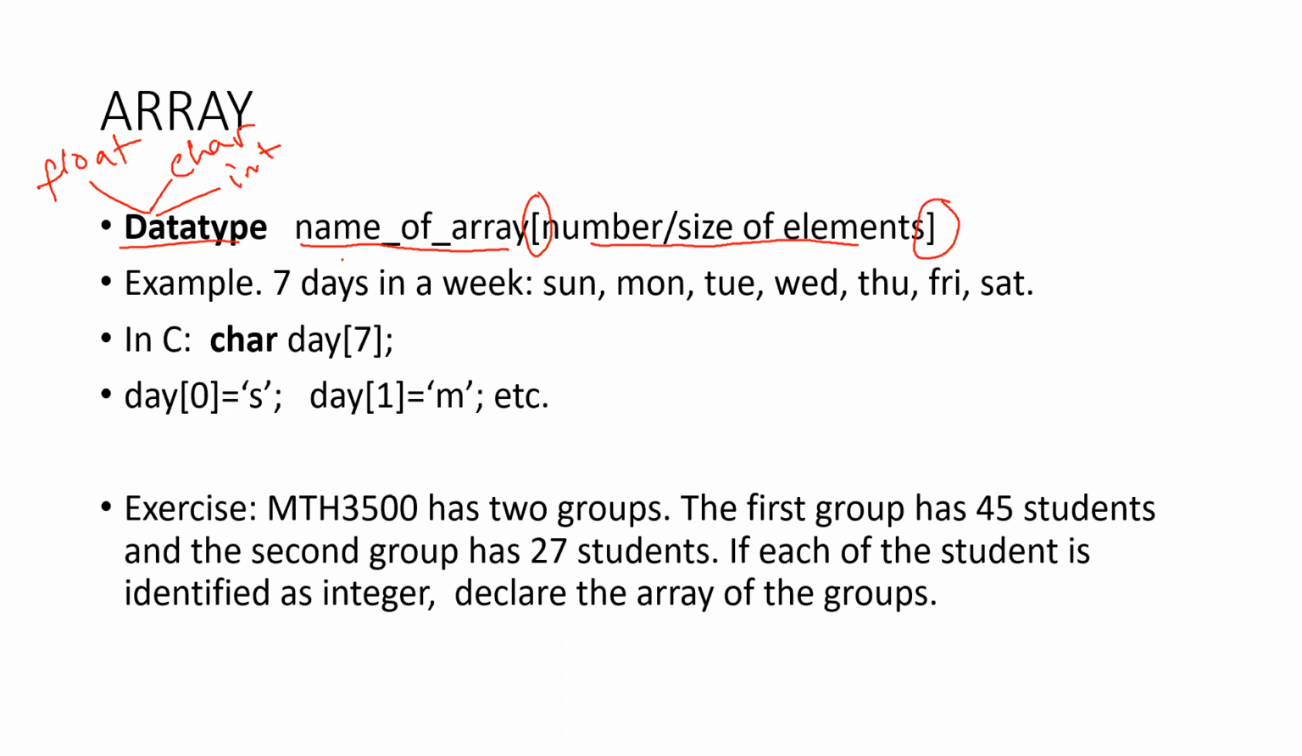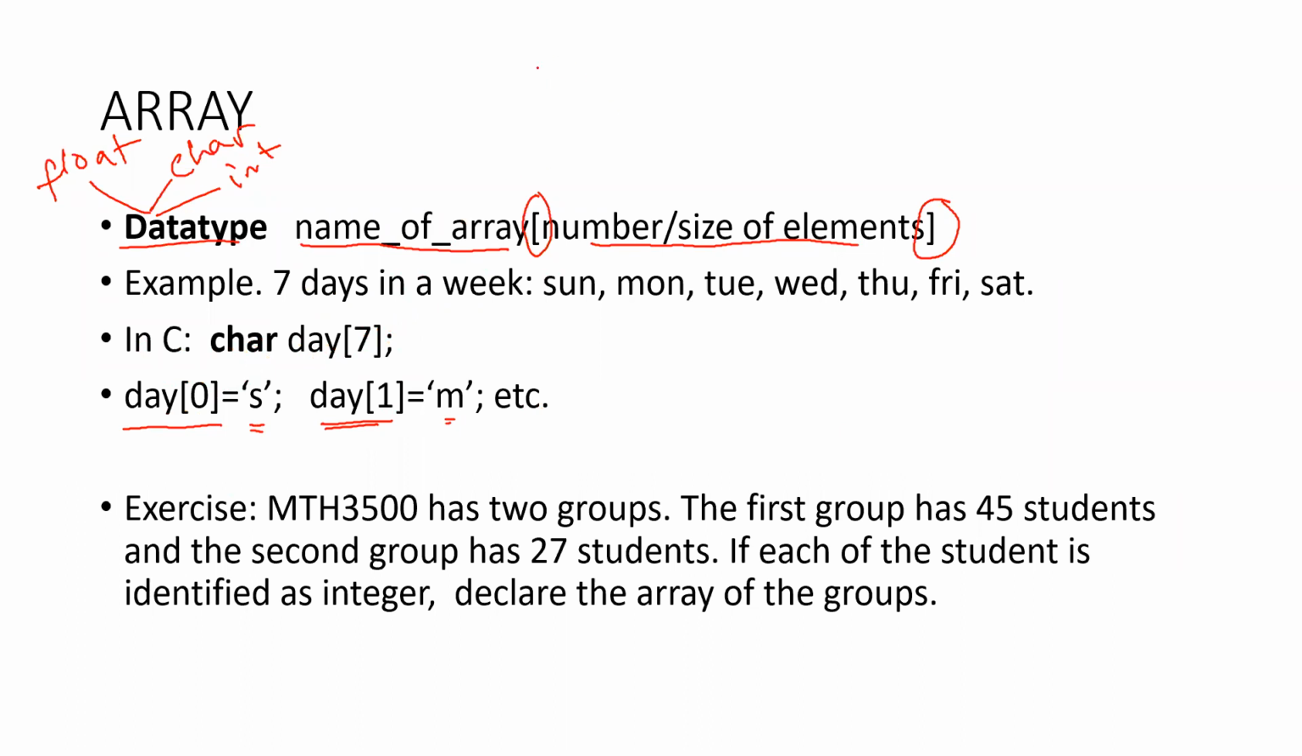So for example, if you want to put the letter for each day of the week, 7 days in a week. So saya kata char day 7. So I have 7 elements. And then day 1, I declare day 1. The first day is S. Second day is M, and so on. Okay, so this is for character.